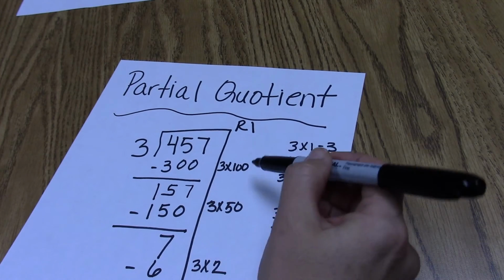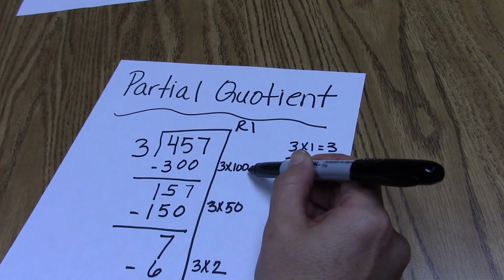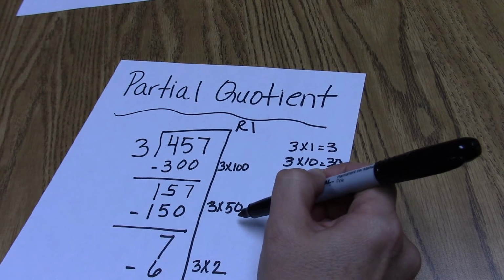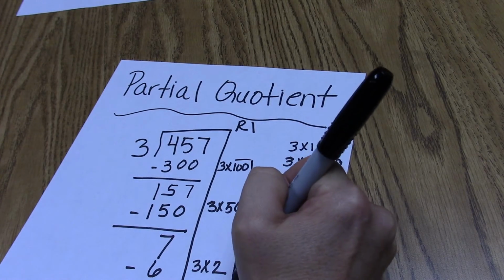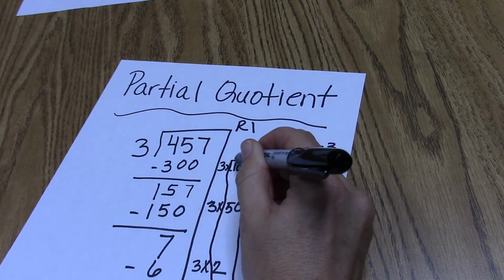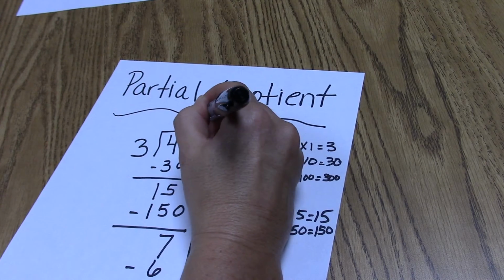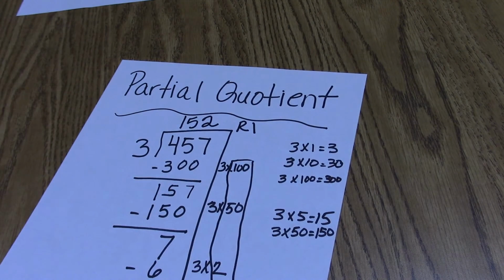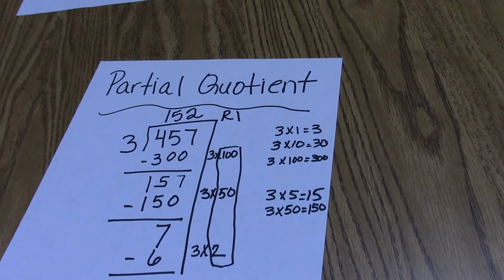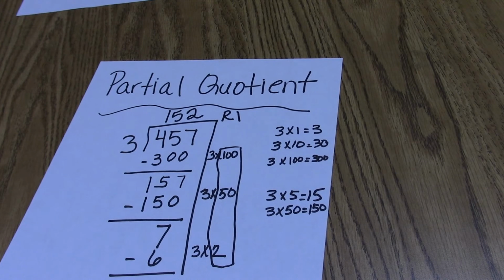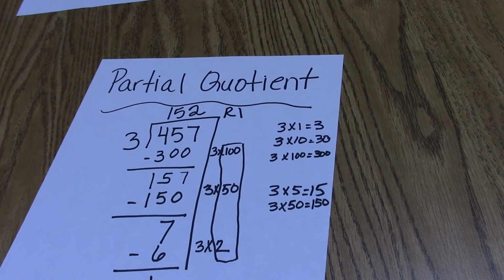So first I multiplied by 100 groups of 3, then I multiplied by 50 groups of 3, and then 2 more. So if I add all of those up, I get 152 t-shirts with 1 lonely t-shirt remaining. So you can see how partial quotient helps the students to use what they already know about number and multiplication to solve more difficult long division problems without using the standard algorithm, which they really don't need to use and learn until 6th grade. I'm hoping that this helped you out.